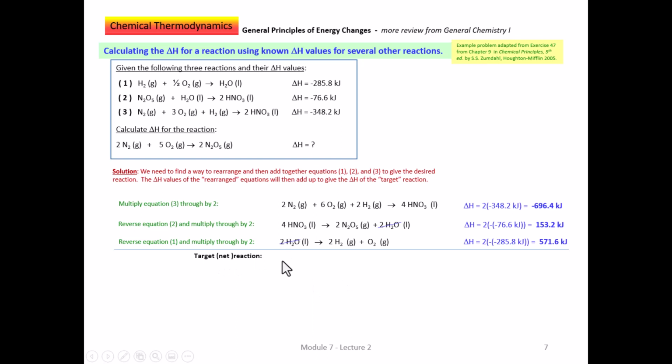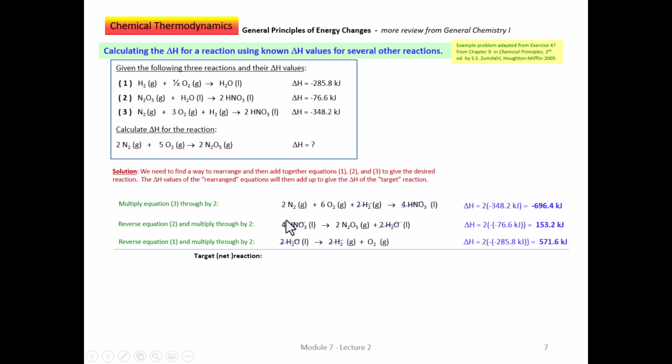And what I'm going to do is cancel out things that are the same on both sides of arrows. So there's 2 water molecules on the left of an arrow here and 2 on the right of an arrow here, so they cancel. The hydrogen molecules cancel, 2 of each here on the right of the arrow, 2 of each here on the left of the arrow. And the nitric acid molecules cancel, 4 here on the left of this arrow versus 4 here on the right of this arrow.